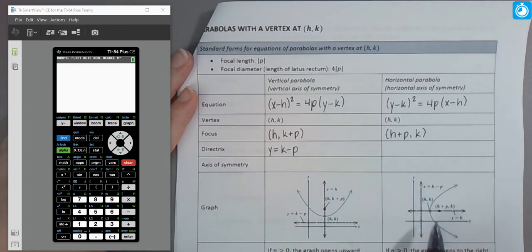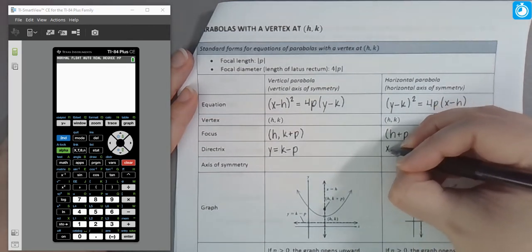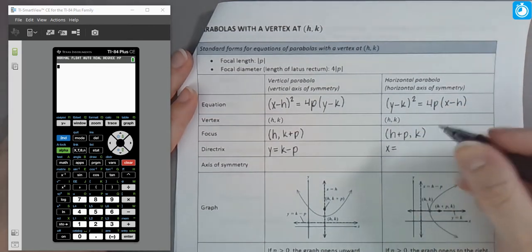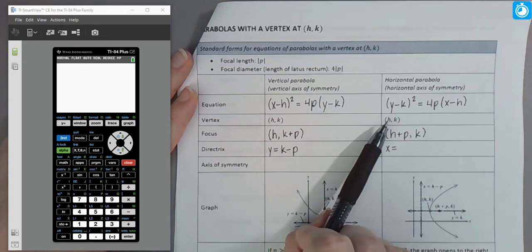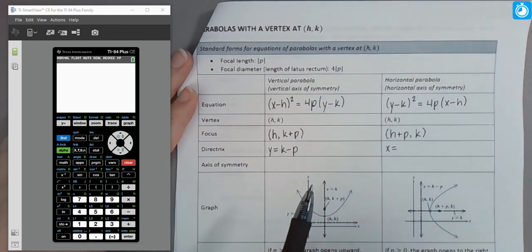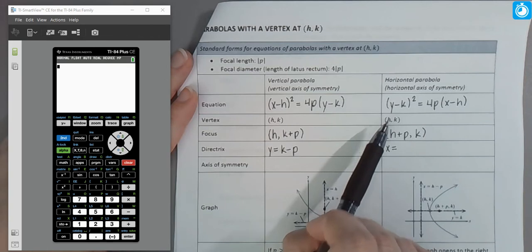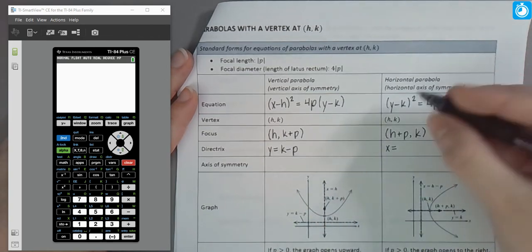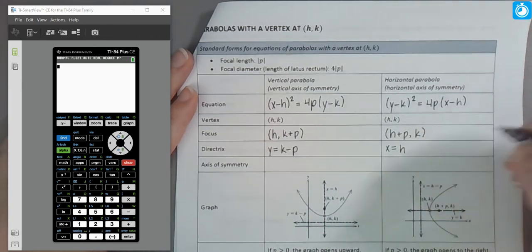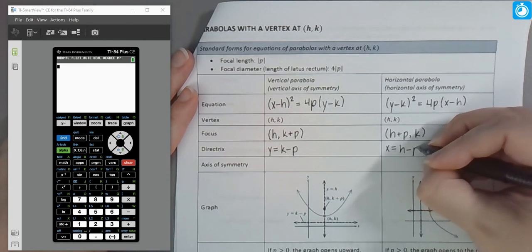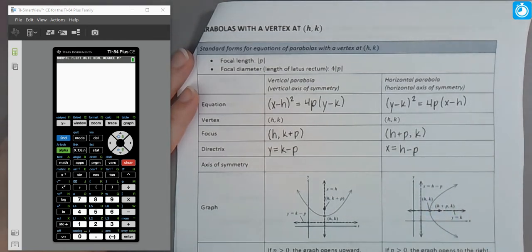Now if we have a horizontal parabola, we have a vertical directrix, so of the form x is equal to. It's going to start at the vertex and it's going to be negative p units away from the vertex. So x is equal to, meaning we're starting at h and we're subtracting p from that x coordinate.